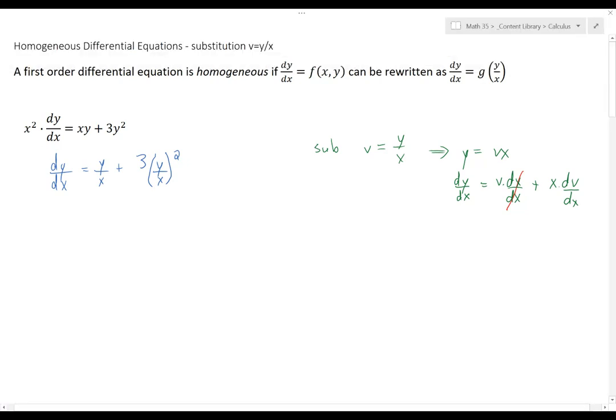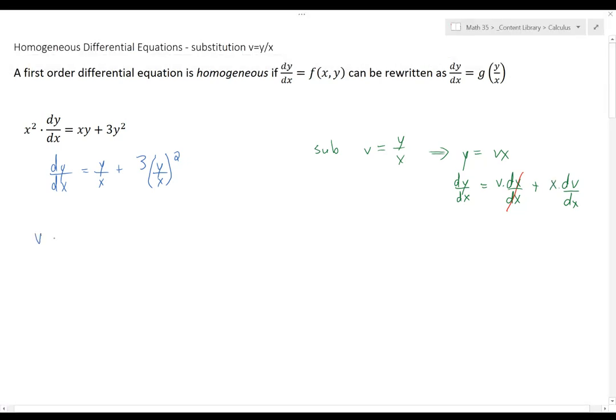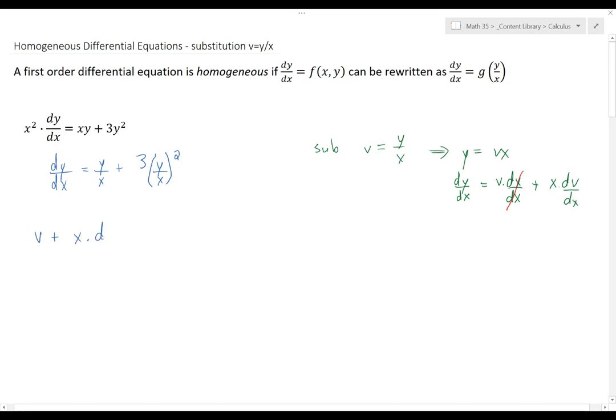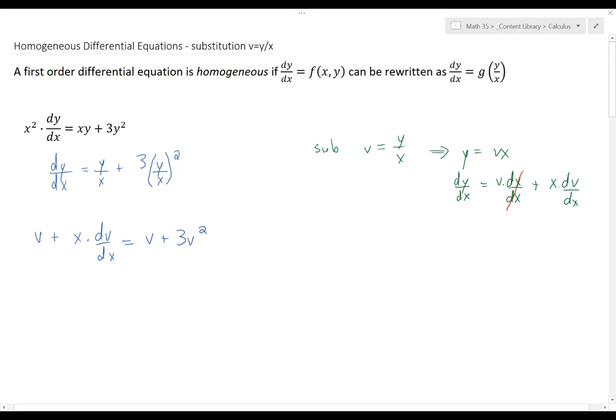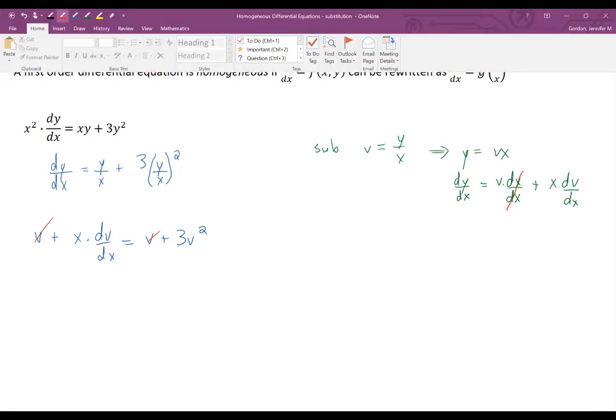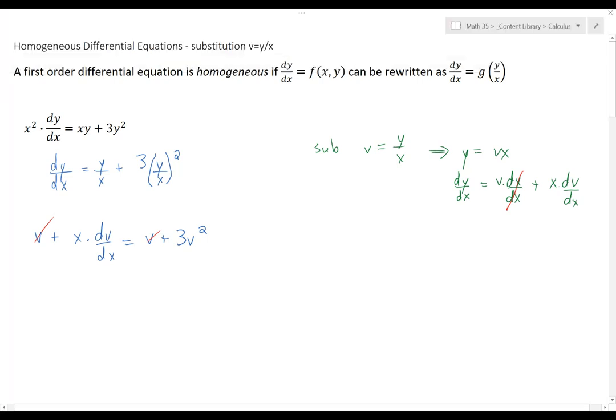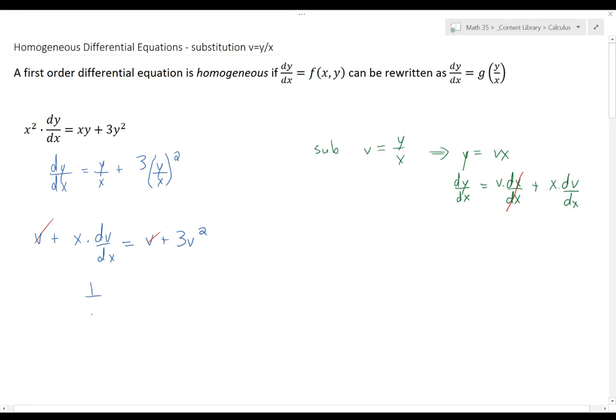So in other words, now I have v plus x times dv/dx equals v plus 3v squared. And this actually is separable now. Conveniently here, the v's are going to cancel off. So I have x dv/dx equals 3v squared, which I can now separate x and v. So I get 1 over v squared dv equals 3 over x dx.